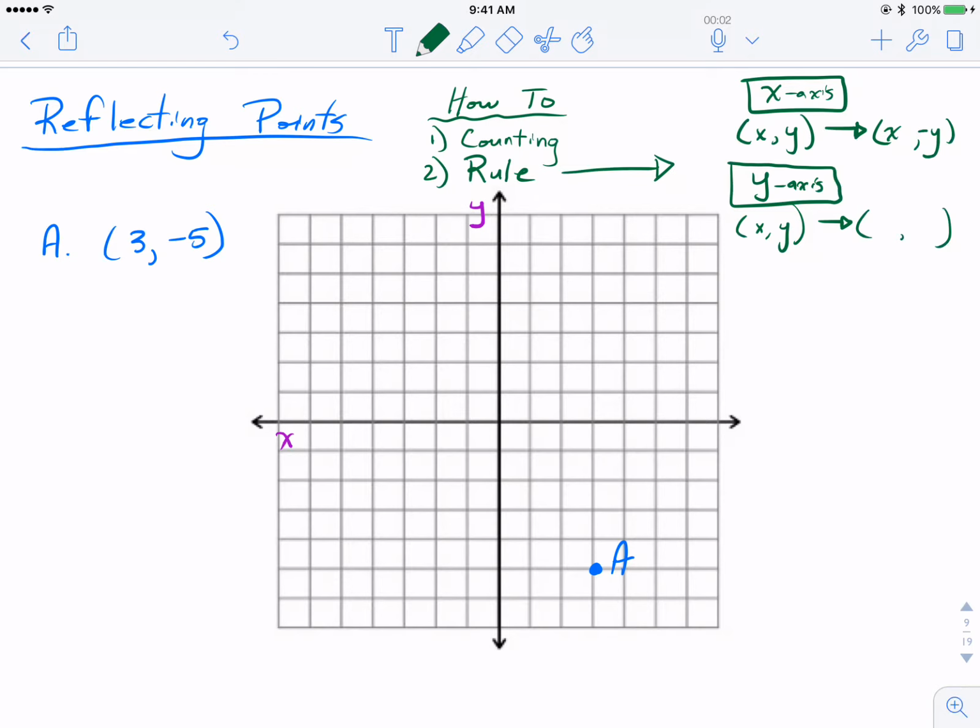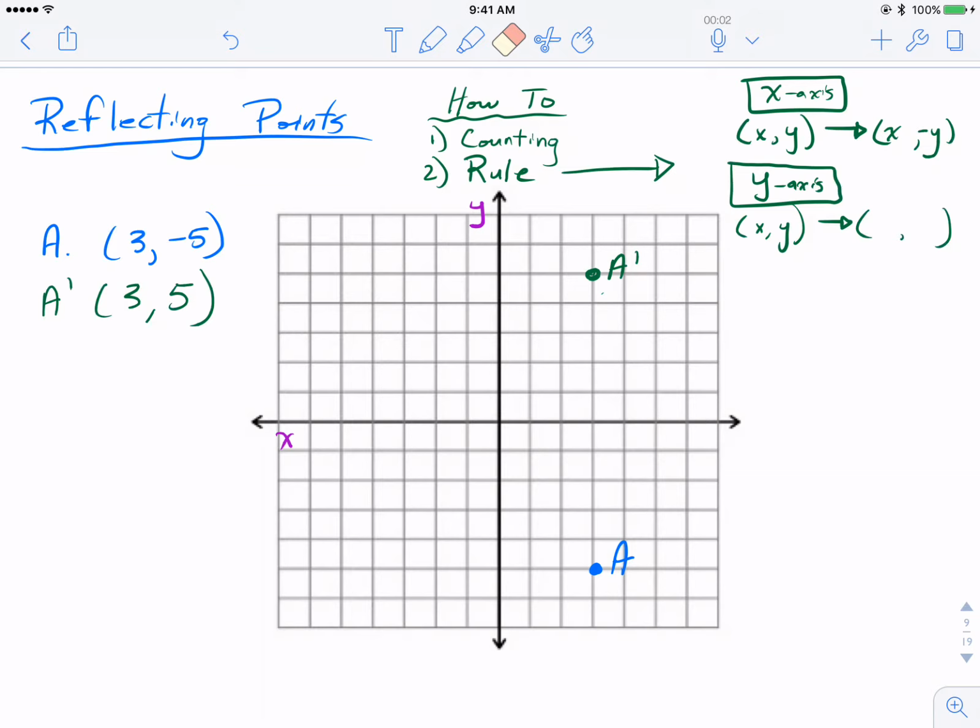If I was reflecting over the x-axis, so again, let's use that point A as an example. 1, 2, 3, 4, 5. 1, 2, 3, 4, 5. So again, we'll use our counting technique. But now if we observe the coordinates of A prime, what happened to go from blue to green there? The 3 stayed the same. So the only thing that changed was the fact that we went from -5 to 5.